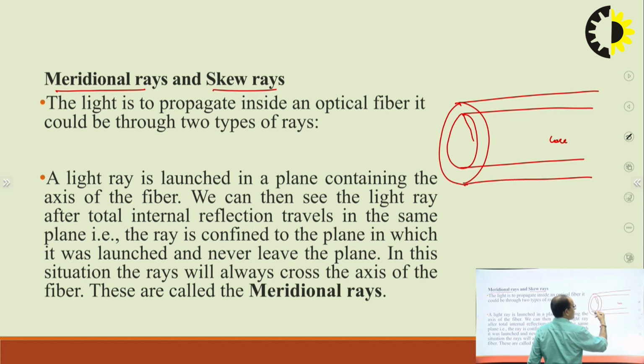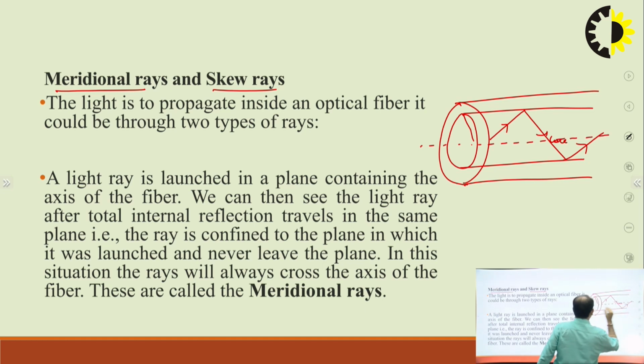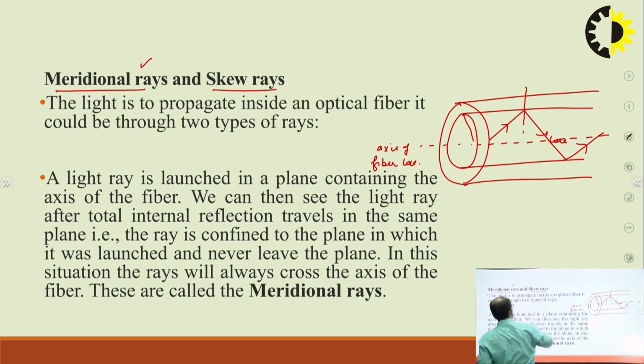If light is traveling inside the optical fiber cable with this type of transmission, and say this is the axis of the fiber core, if the ray crosses the axis of the fiber core and after reflection the ray maintains its orientation, or you can say maintains its plane after reflection, meaning the plane of the incident ray and the plane of the reflected ray are both the same, then that type of ray is known as the meridional rays.